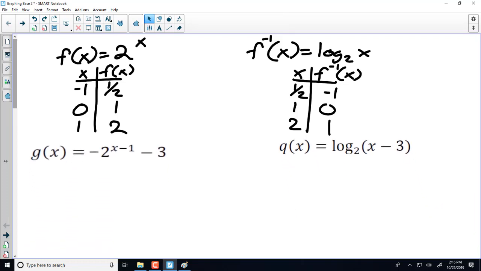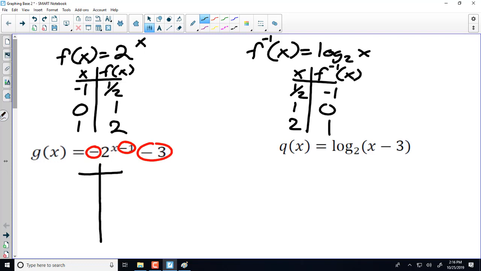G of x is an altered version of the 2 to the x function, where this minus sign right here causes us to reflect over the x-axis. This -1 right here causes me to add 1 to every single x value, and this -3 here causes the whole graph to shift down 3 units. So what I need to do is adjust my ordered pairs accordingly.